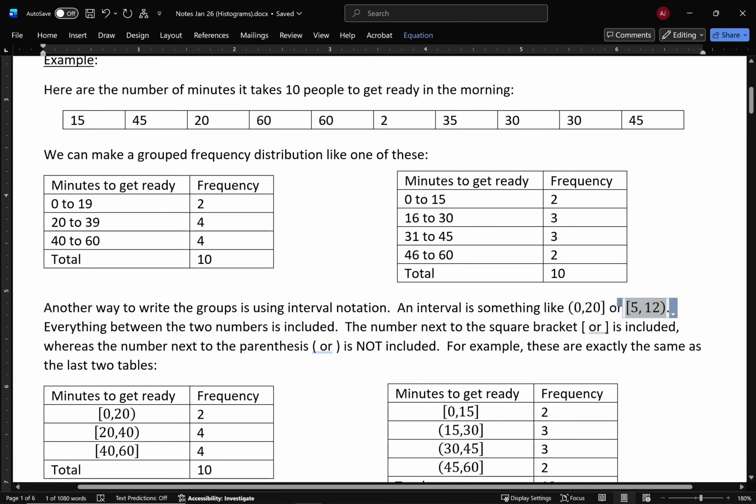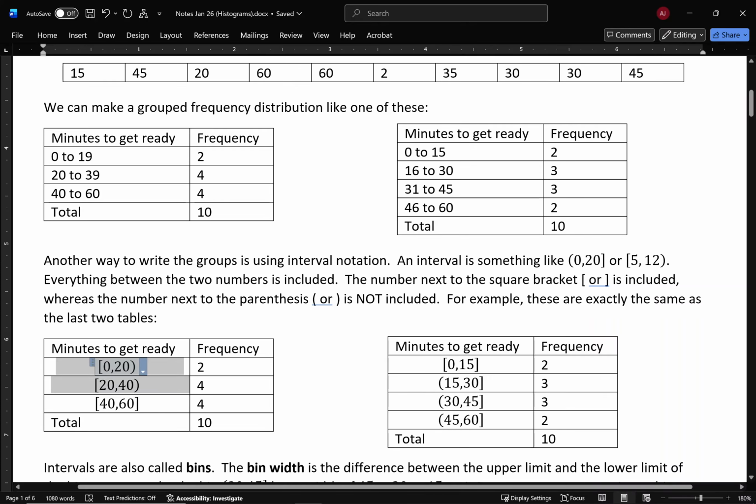On this one from 5 to 12, this would include 5. So if someone answered 5 on the question, we would include them in this category. But if they answered 12, we would not include them. There would probably be a different category that would have 12 in it. It's not this one. But if they answered anything up to 12, like 11.9, 11.99, we would include them in this category. Okay, I hope that's making sense to you guys. Using these intervals and this interval notation allows us to be able to categorize any numerical value, not just integers, because people could answer between integers, right?